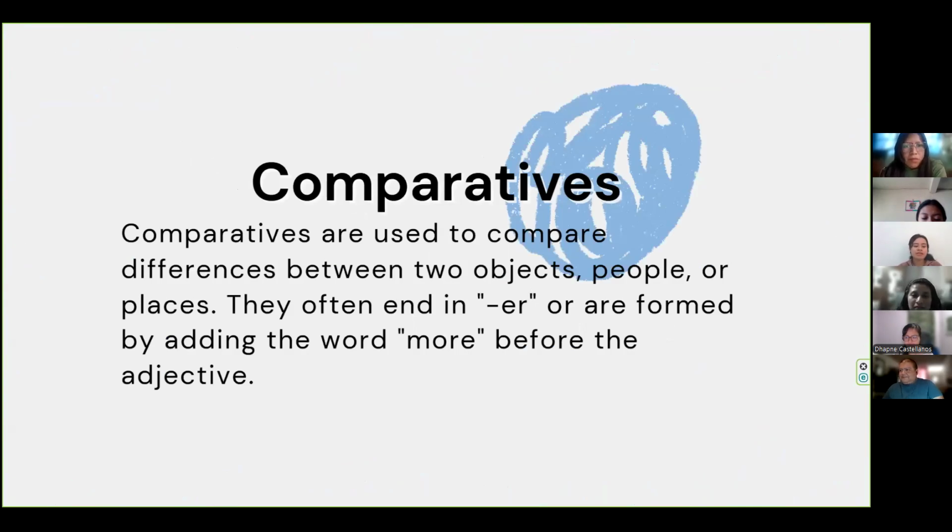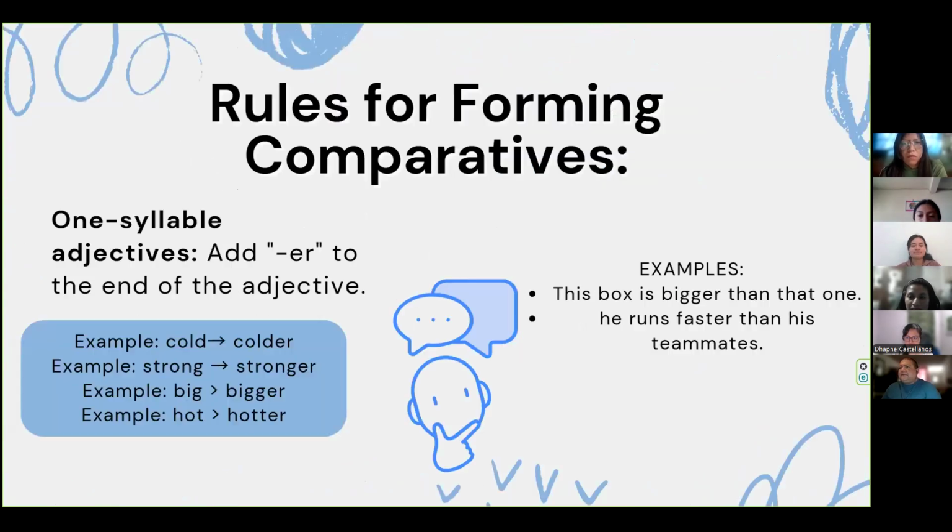Comparatives are types of adjectives or adverbs used to compare two things. They show difference in degree, quality, or quantity between them in English. So this is some from comparatives. We have some rules for forming comparatives. This is the first one.